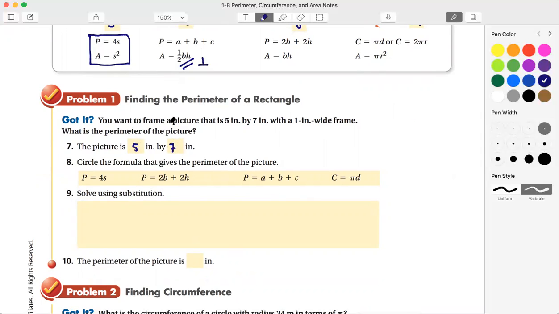Well, since this is a rectangle, 5 by 7, I'm going to use this formula, P equals 2B plus 2H. So use substitution, P equals 2B plus 2H. This equals 2 times my base, which is 5, plus 2 times my height, which is 7. So that equals 10 plus 14, which is going to equal 24. Therefore, the perimeter of the picture is 24 inches.